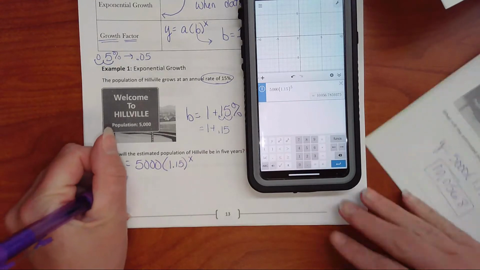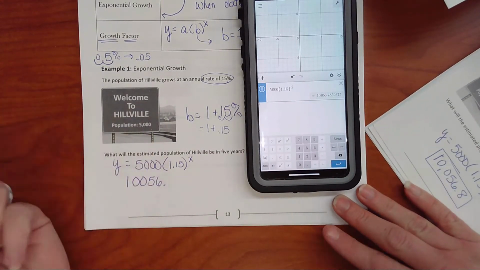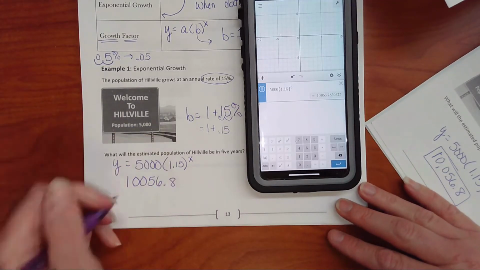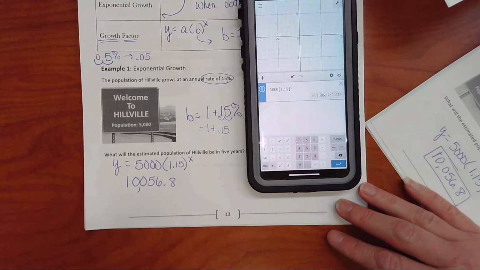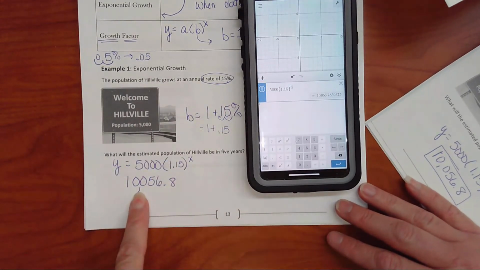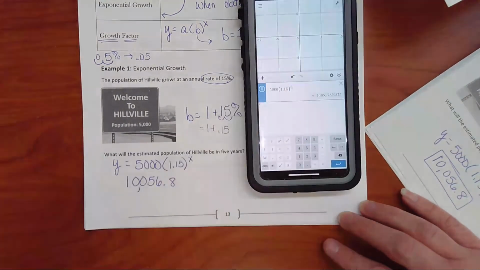And there are 10,056 point, and then we're going to do 1 decimal place, even though you can't have a decimal place of people, but we're going to do it. So in 5 years, if the population is growing at 15%, we'll have doubled. 10,056-ish people will be in Hillville.